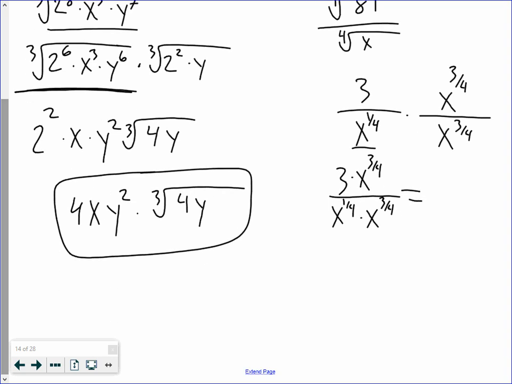And that's why we're multiplying by x to the 3/4 and not, say, x to the 4th, because when we multiply these two terms together, we're actually adding the exponents. So we end up getting 3x to the 3/4, all over x to the 4/4, or just x. And that right there will be our simplified problem for number 2.